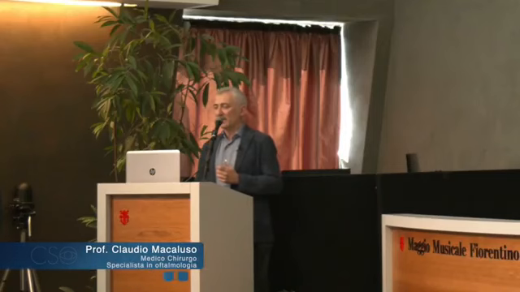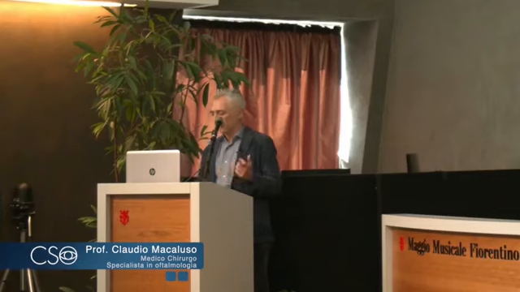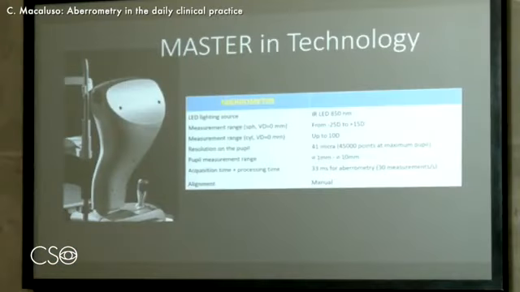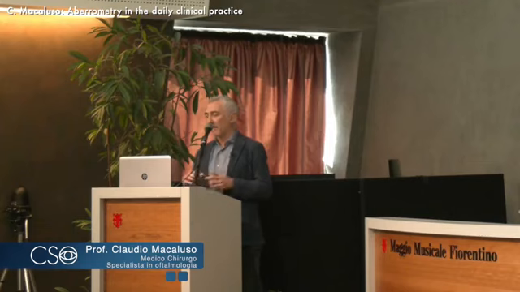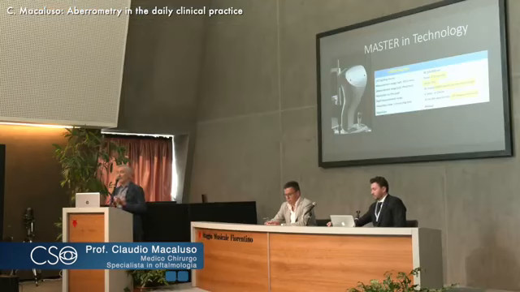In clinical practice, the Osiris aberrometry instrument is really a mastering technology. You've just seen the features. I would point to the range, which is pretty big, of measurement you can have, especially the spatial resolution, which is really impressive, as well as its temporal resolution, so that we can have real-time measurements.